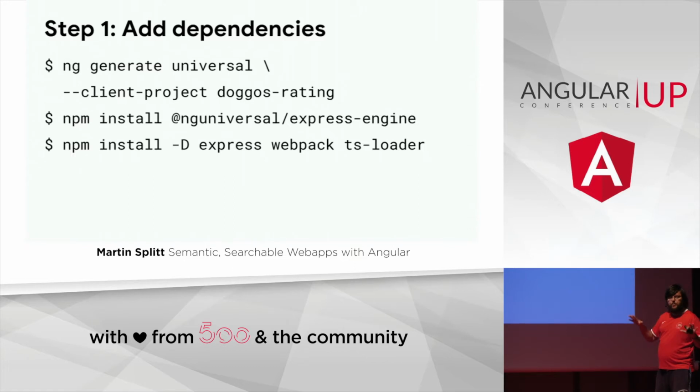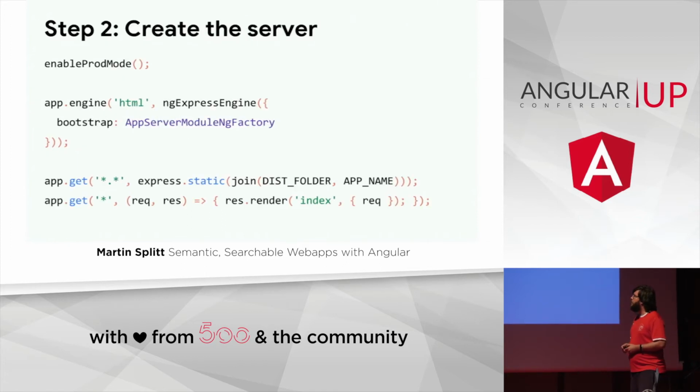So now what you can do is, within your Angular project that you've got today, ready, waiting on the disk to be served to someone, you can just run generate universal, give it a client project name, which is the name of the application that you're building, and then install, if you're using Express, that is, on Node.js. So your server infrastructure has to be Express for this to work. But then you can just use the ng universal Express engine and install some Express and webpack and TS loader to compile your server from TypeScript to JavaScript, for instance.